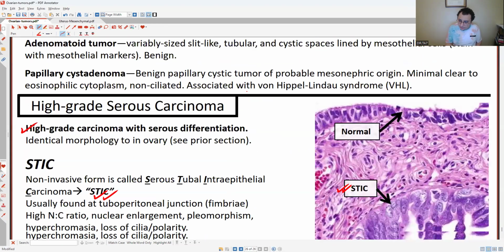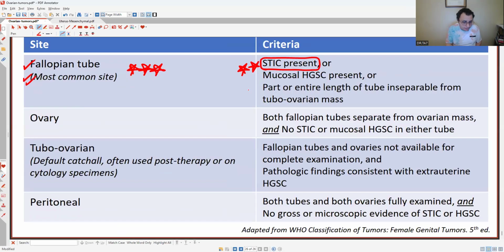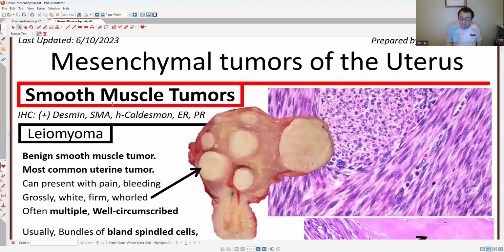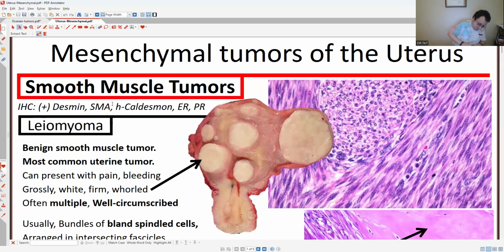That's it for the fallopian tube and the adnexal tumors. We want to now go over the mesenchymal tumors of the uterus. Let's get started. That's very important.